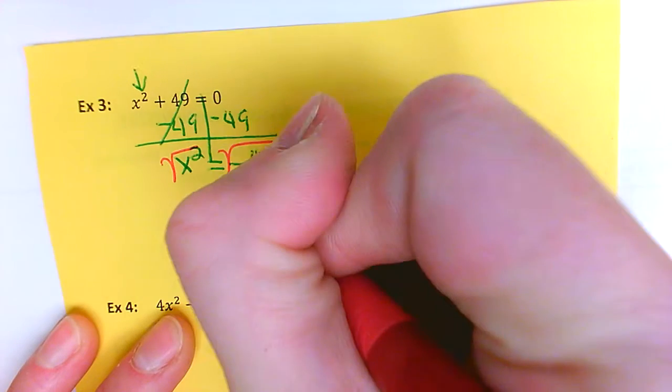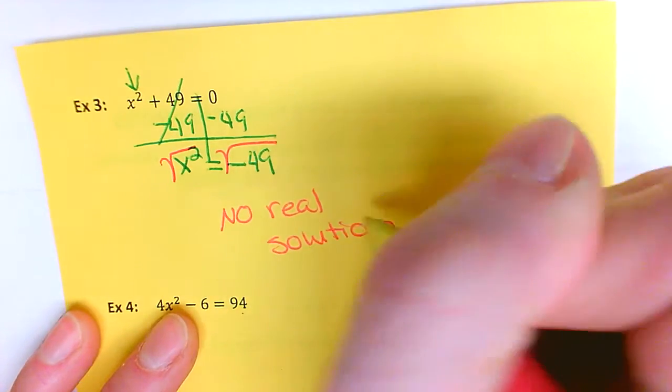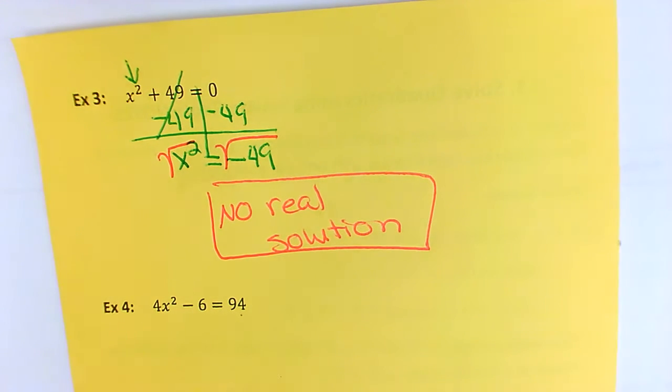So I want you to put no real solution. And that is going to happen to you any time that you have a negative sign underneath your square root symbol.